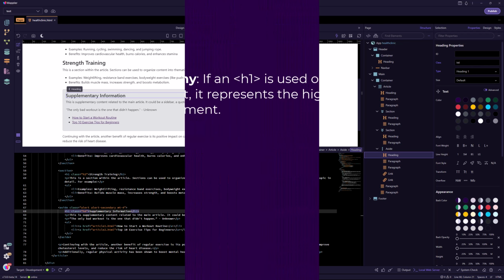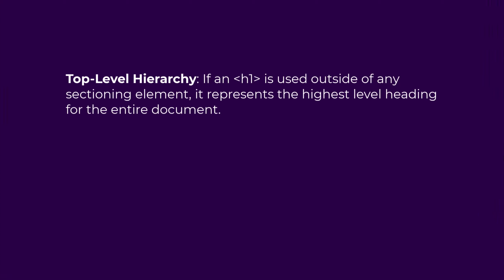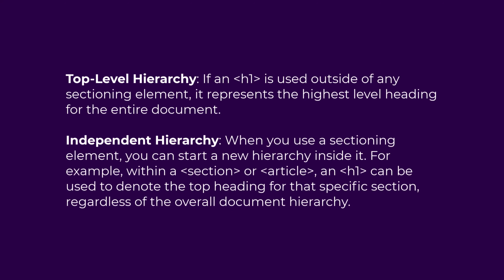Here's a quick rundown. Top-level hierarchy. If an H1 is used outside of any sectioning element, it represents the highest level heading for the entire document. Independent hierarchy. When you use a sectioning element, you can start a new hierarchy inside it. For example, within a section or article, an H1 can be used to denote the top heading for that specific section, regardless of the overall document hierarchy. This allows for more flexibility when structuring content, ensuring that each section is clear and understandable on its own, without depending on the context of other sections.